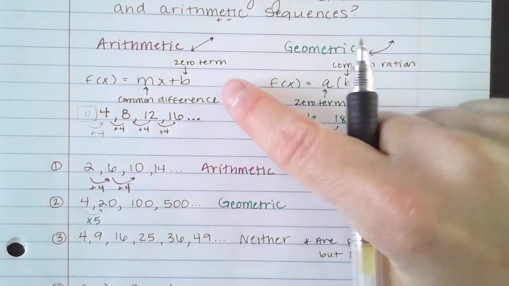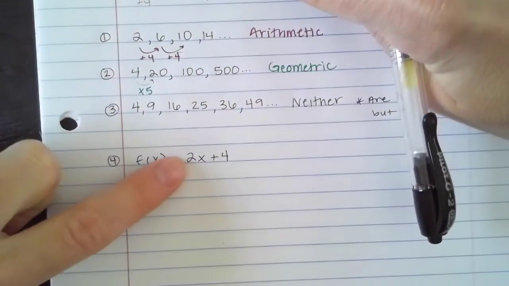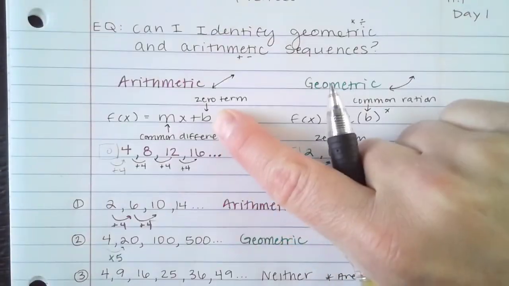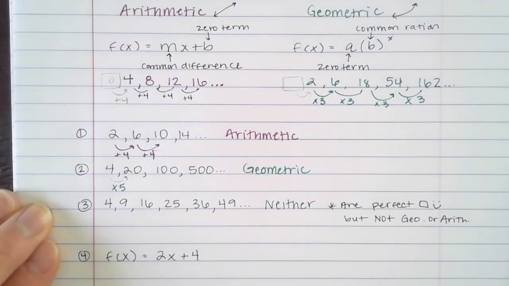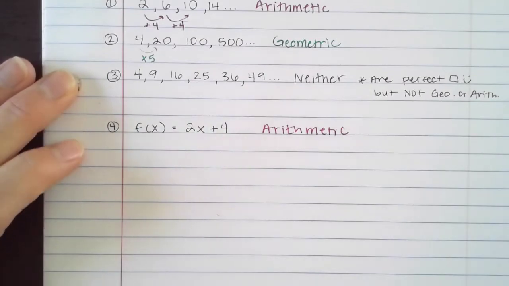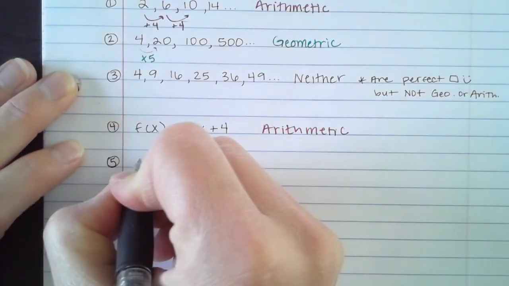So then I start looking and I see if I can compare these. mx plus b, 2x plus 4. What is my m? My m would be 2, my b would be 4. I know that it's arithmetic. So I'm good to go there. Awesome. Let's try another one.